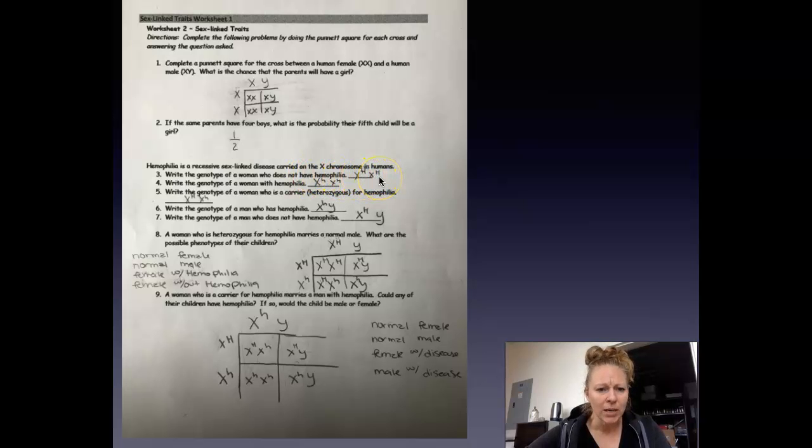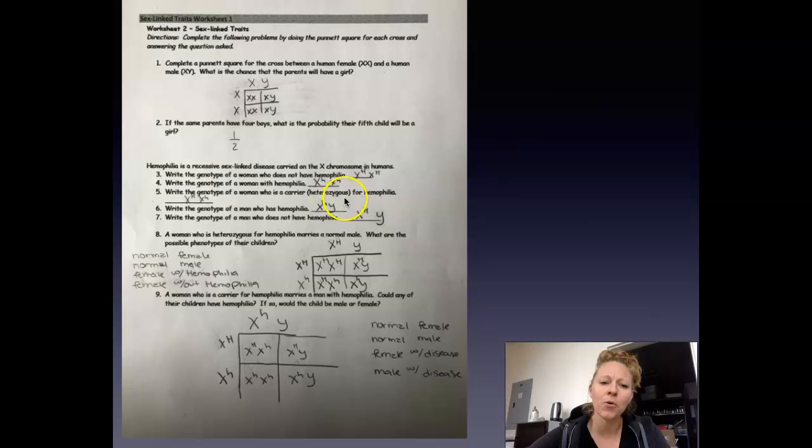So these are the genotypes for a woman who does not have hemophilia. So capital H, because not having the disease is dominant. And so therefore a woman with hemophilia has little h, and a woman that is a carrier would be big H, little h, each on the X chromosome. A male who has hemophilia would be X, little h, Y.